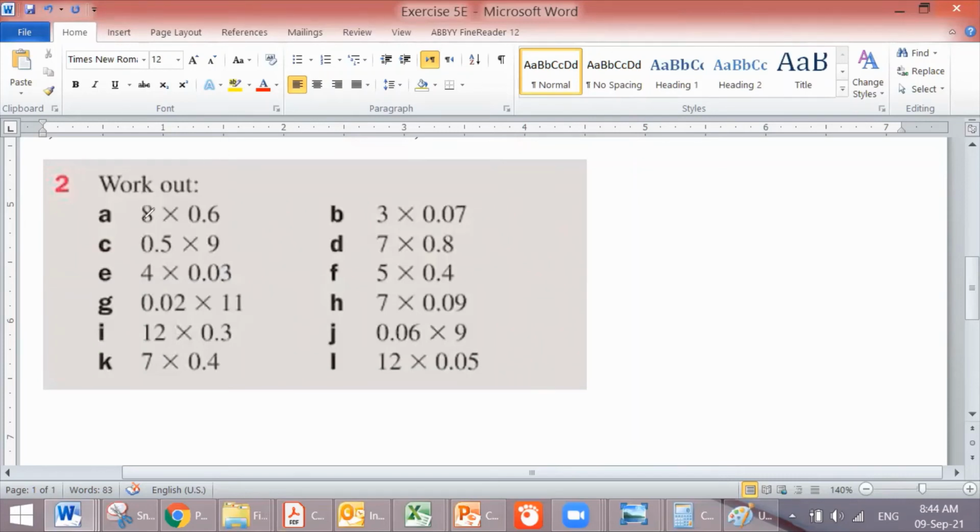So now this question is 8 multiplied by 0.6. Now you will see that there is no 0.1 or 0.01, but we will convert it into that form. Okay. So first of all, I will write this question, 8 multiplied by 0.6.